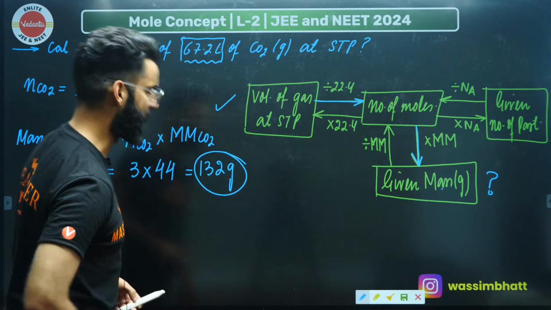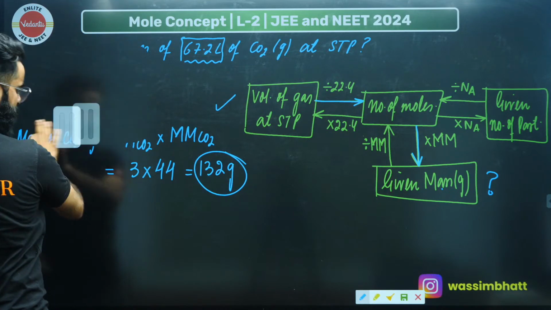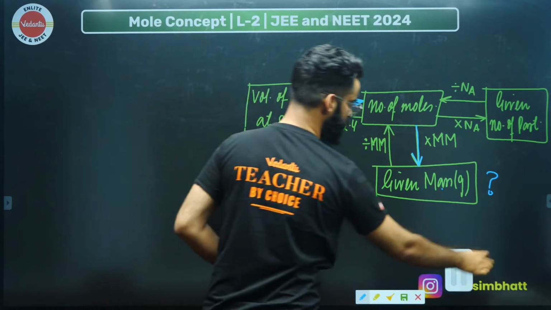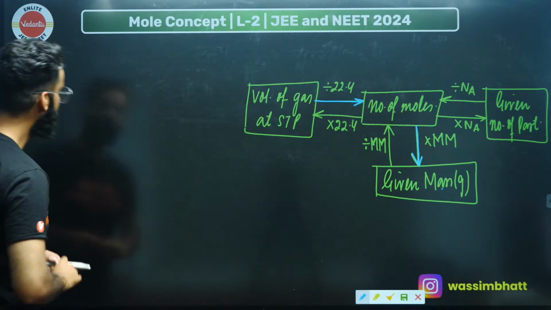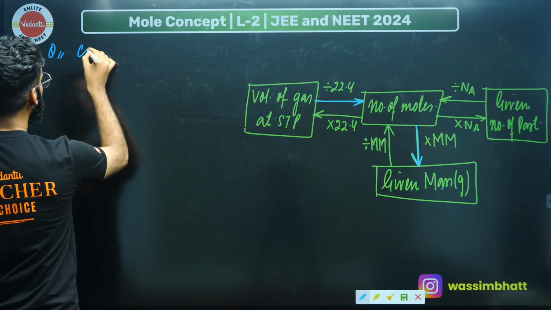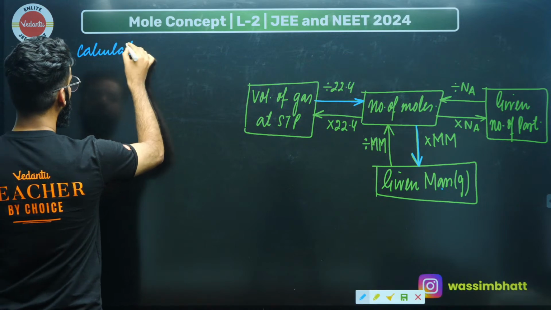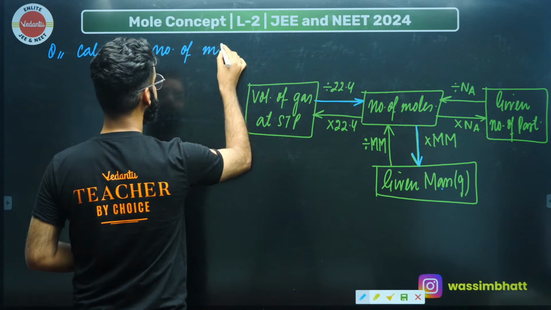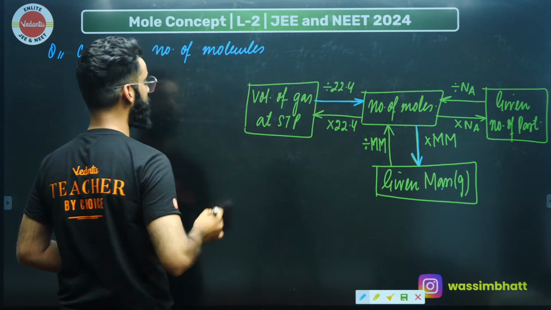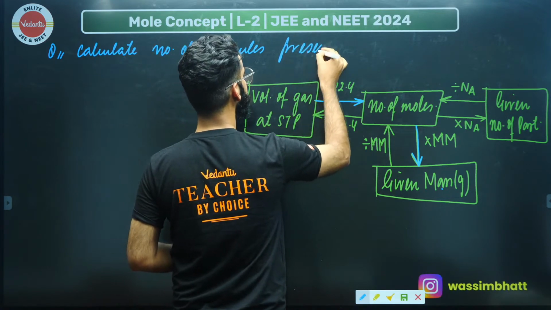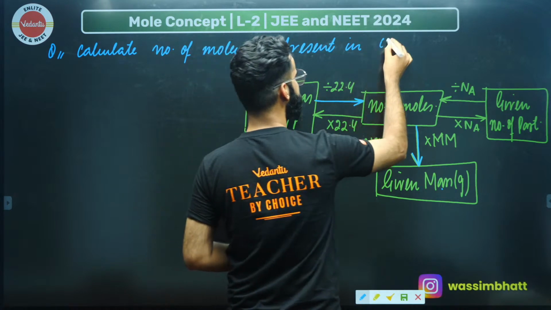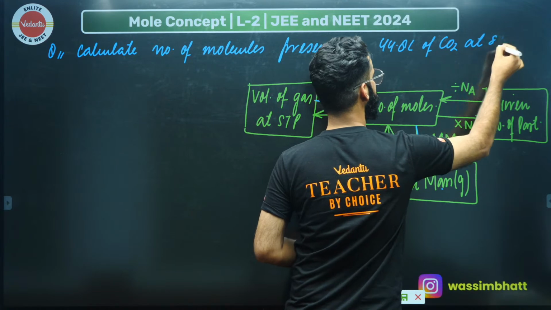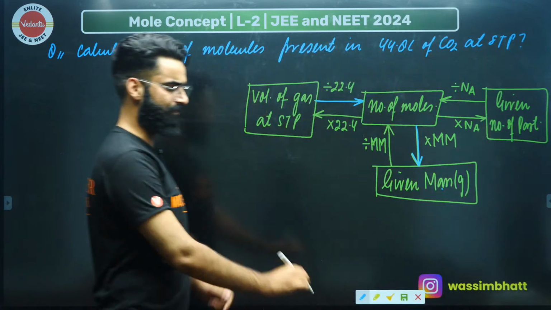Perfect, guys. Wonderful. All right, I'm giving you one more question, which will give a better understanding of this particular diagram which I gave you. Have a look, people. The question is something like this. Calculate the number of molecules present in, for example, 44.8 liters of carbon dioxide at STP. This is the question which I'm writing on the screen, right?